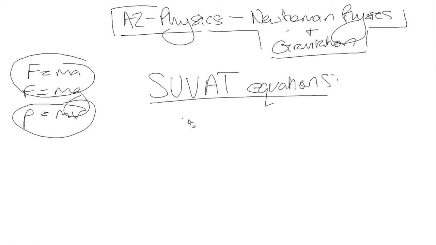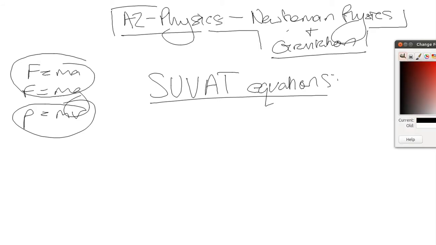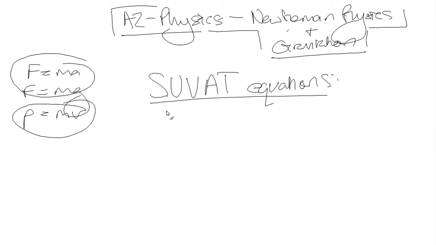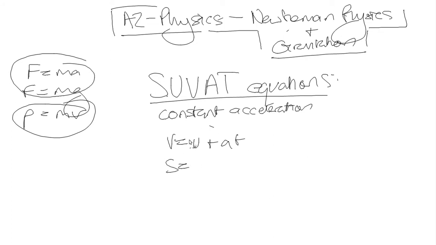The SUVAT equations are just equations for constant acceleration. These equations apply for objects that have a constant acceleration. That's the only main assumption they have. There are other assumptions like no air resistance, but the main assumption is constant acceleration, and they are v is equal to u plus at, s is equal to... not s, what am I talking about?